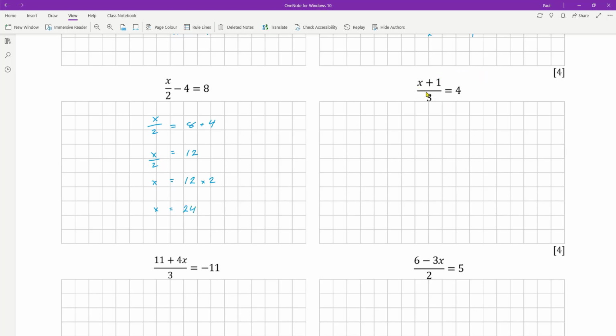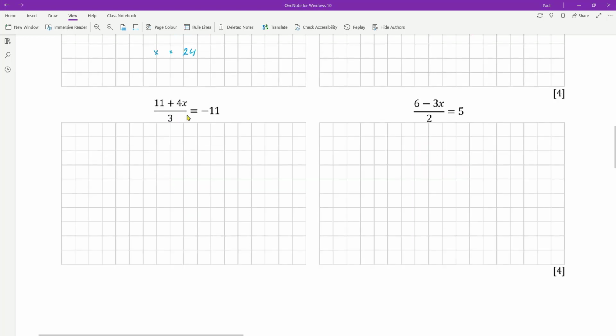Remember, when you've got a fraction like this, everything above that division line is technically in brackets, so the first thing we need to shift is that divide by 3, so on the other side will be times by 3. So x plus 1 is equal to 4 times 3, which equals 12, so x plus 1 is equal to 12. Plus 1 on the other side will be minus 1, so x equals 12 minus 1, x is equal to 11.